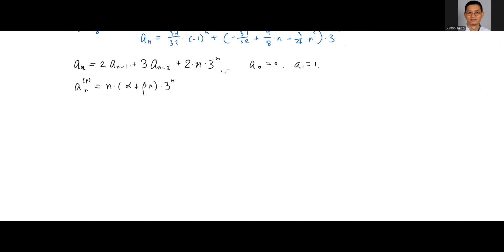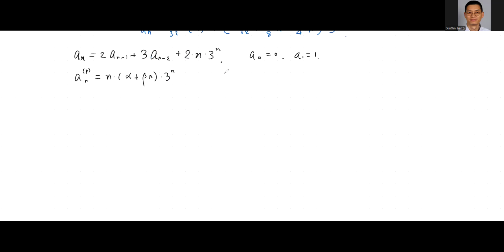All right, so what we wanted to do is plug this particular solution into the original recurrence relation, and then equate the coefficients of the terms involving n, the terms involving n squared, and the constant term. Equate them and solve for alpha and beta. Okay, so that's what we're gonna do. So plug into the original recurrence relation.